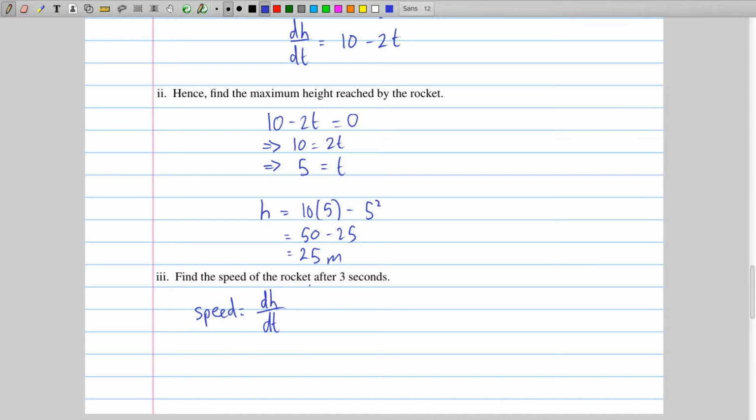So if we're looking for 3 seconds in, we just put 3 in for time. That's 10 minus 2 times 3. Remember, we already have 10 minus 2t is the derivative. That's 10 minus 6, or 4 meters per second. Don't forget your units with these. You will lose marks if you don't include them.